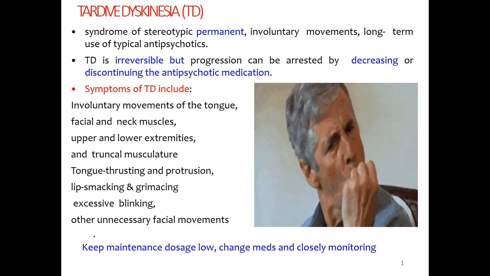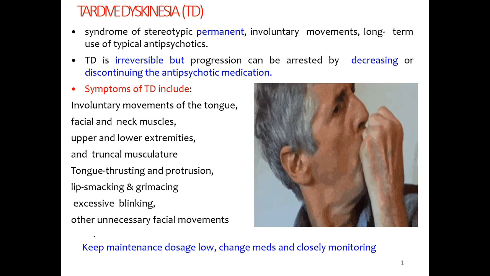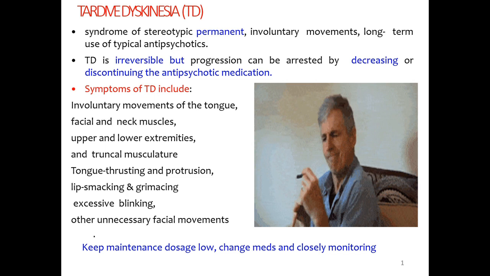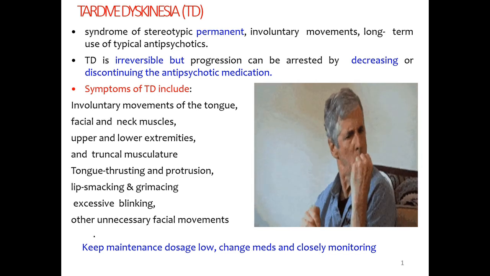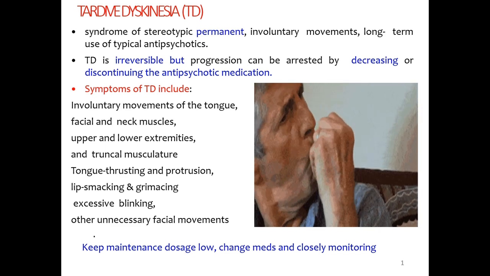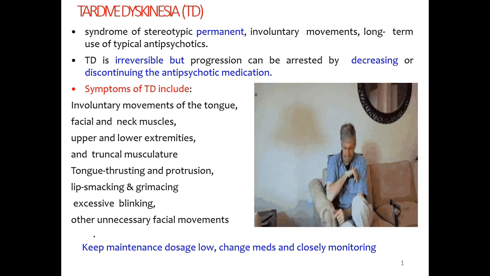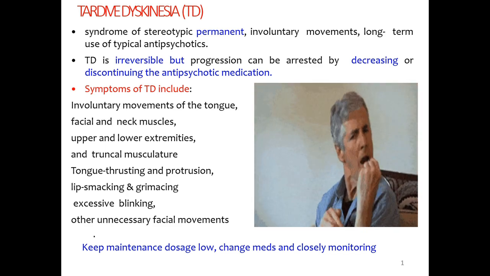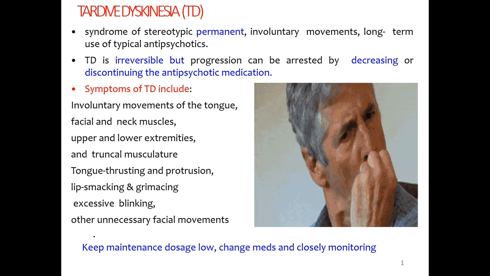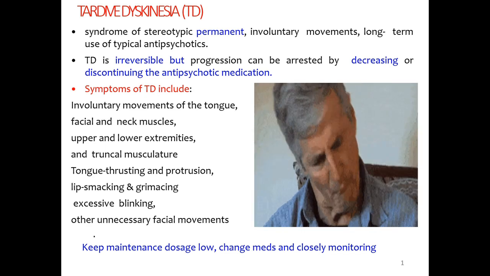Tardive dyskinesia can be managed by giving a low dose, changing the medication, and closely monitoring. This completes the APAT, or our code for extrapyramidal side effects: acute dystonia, pseudoparkinsonism, tardive dyskinesia, and akathisia.